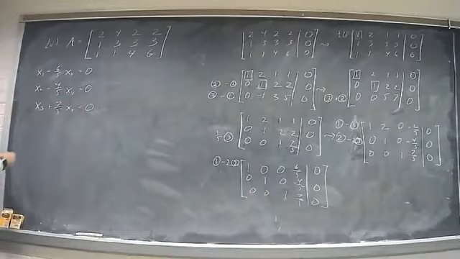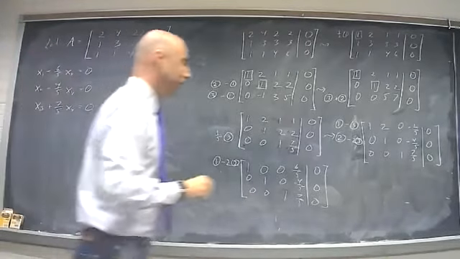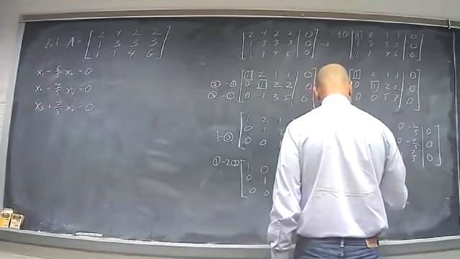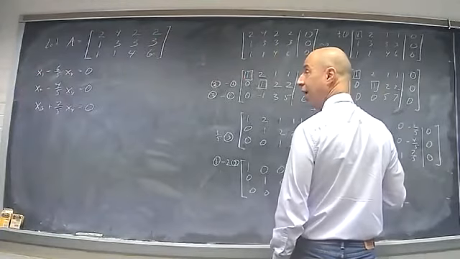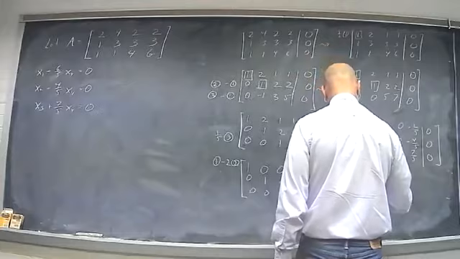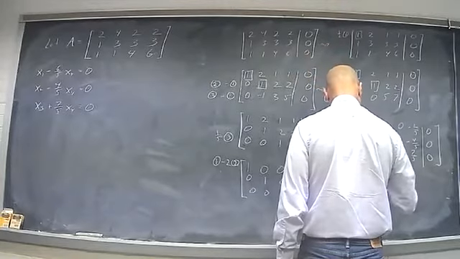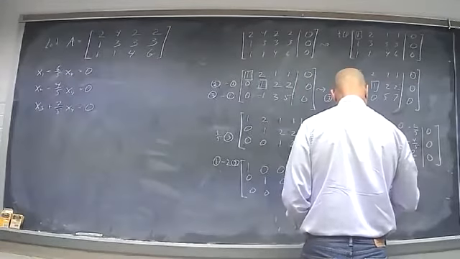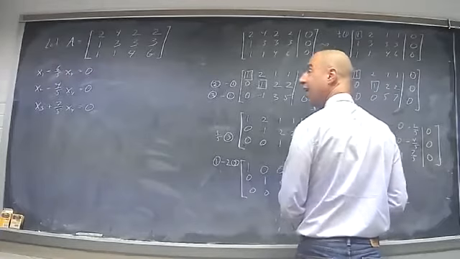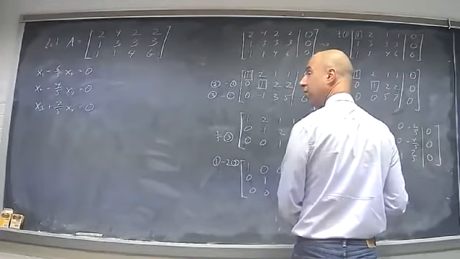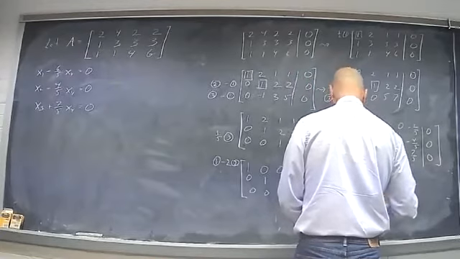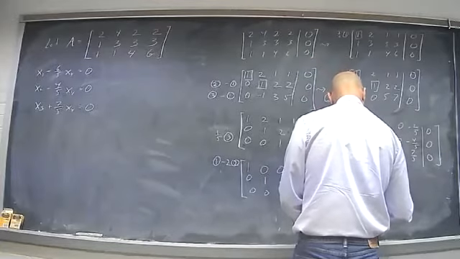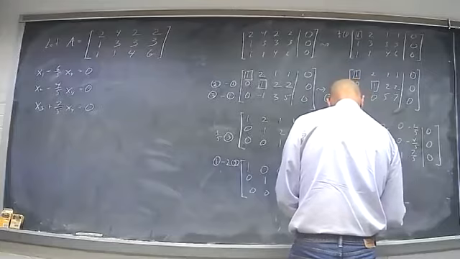So if we write out the final answer, I'm going to write it over here. I'll say x1 equals minus 6/5 x4. And x2 equals 4/5 x4. x3 equals minus 7/5 x4. And x4 is free.